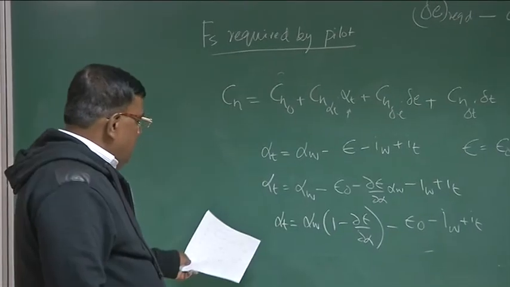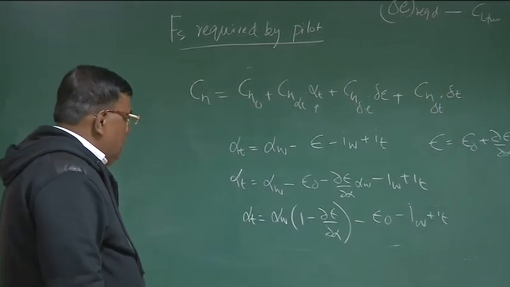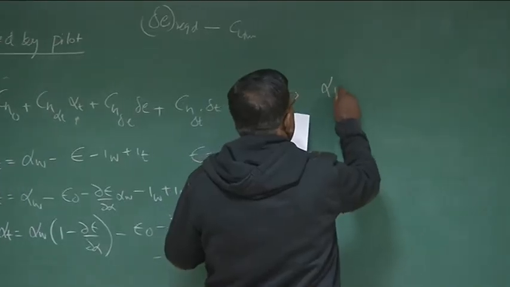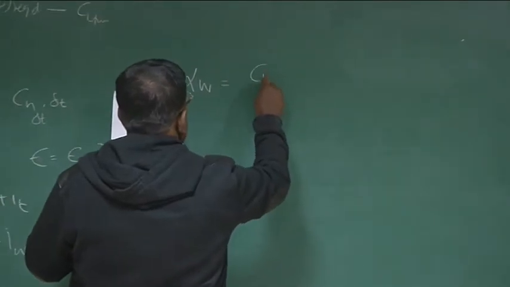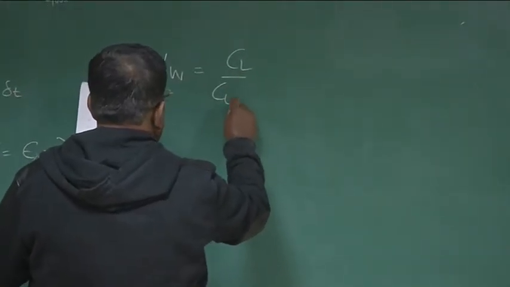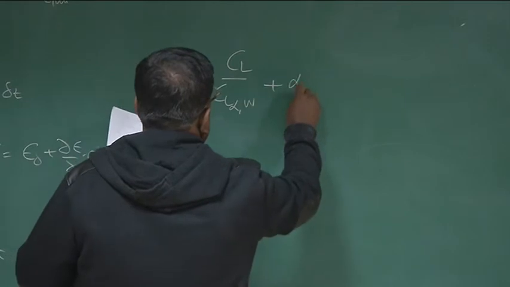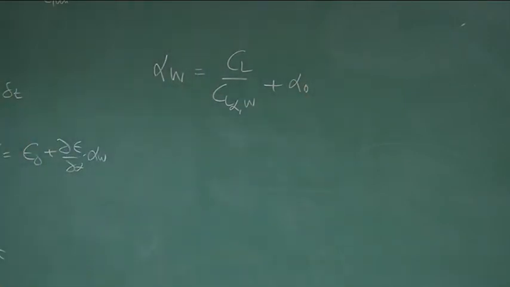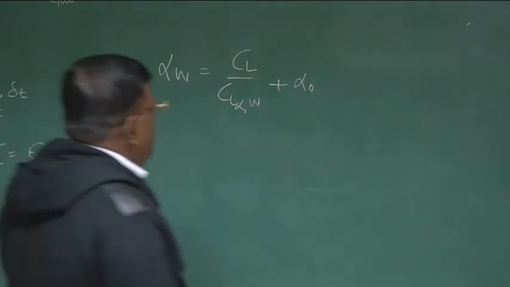Let us come back here. So alpha t is this. Now you know that alpha w I can write as CL by CL alpha wing plus alpha naught. How? Please give a thought to this. It should not be so difficult. Yes or no? Okay, let's see.